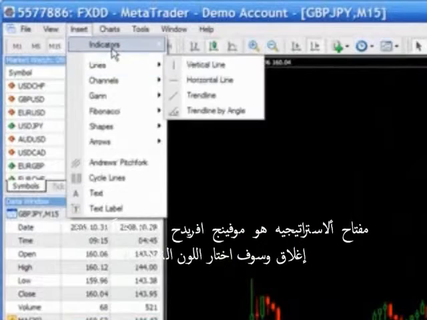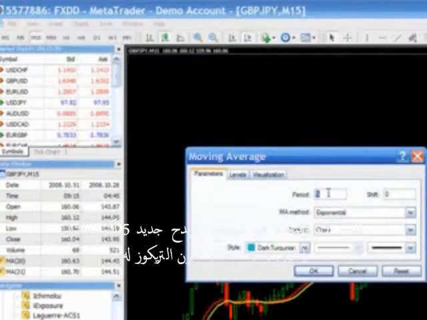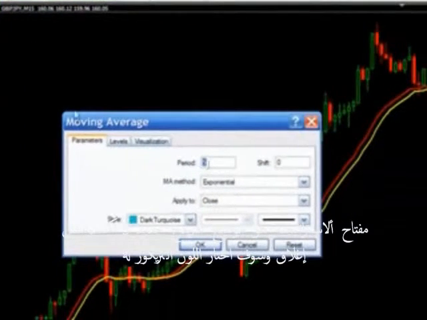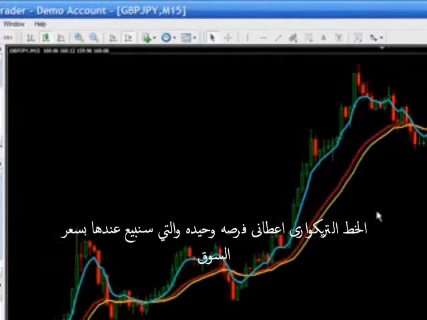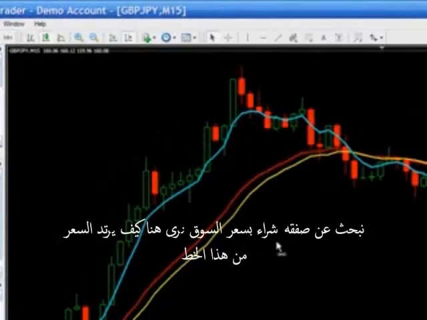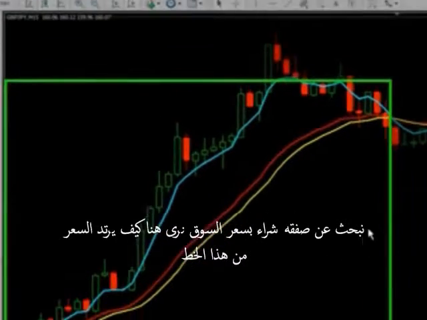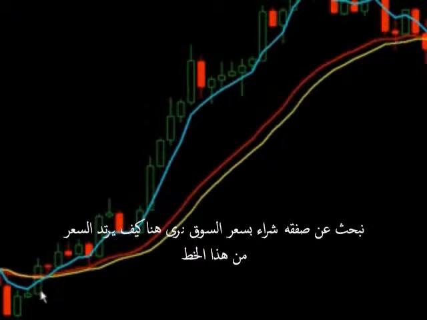I'm going to throw in another trend indicator, which is another moving average, and I'm going to set it at 5. So 5 periods of 15 minutes, an exponential, close, and I've got it here as a dark turquoise color. More or less, this turquoise line is where, when we're in a sell position, we want to look to sell the market. And when we're in a buy position, at that line is where we're going to want to look to buy the market. Notice how back here, price just seems to bounce right off that line.